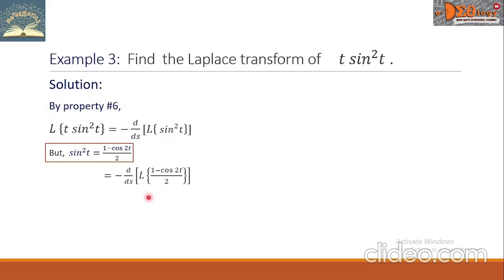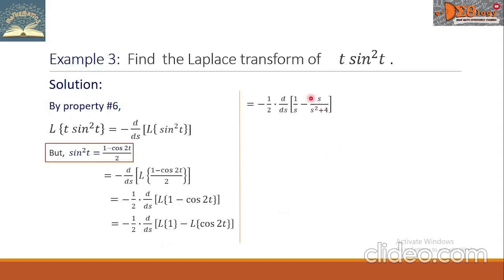We can simplify this further by putting the constant 1/2 outside the Laplace transform. So it becomes negative of the 1/2 that is now outside. Then inside here is the 1 minus cosine 2t. Then we will take the Laplace transform of the 1 minus Laplace transform of cosine 2t. When we simplify, Laplace of 1 becomes 1 over s minus Laplace of cosine 2t, which is s over s squared plus 4.